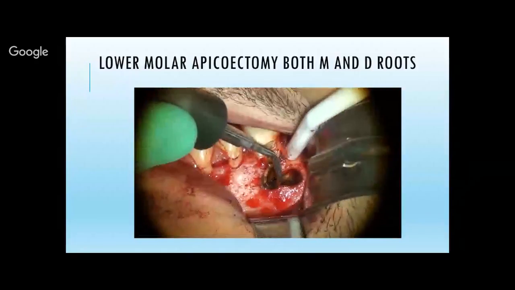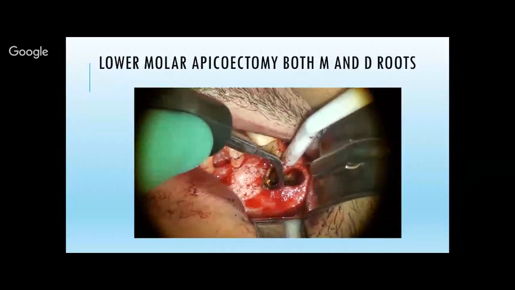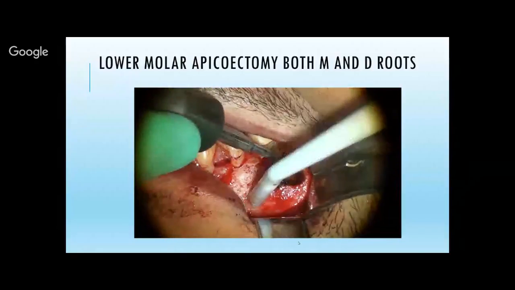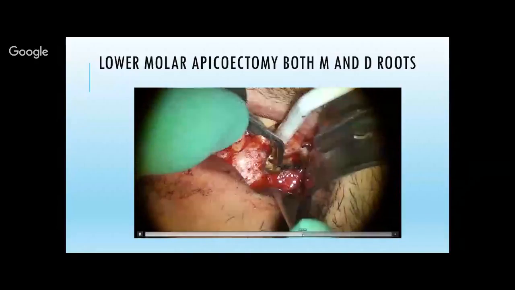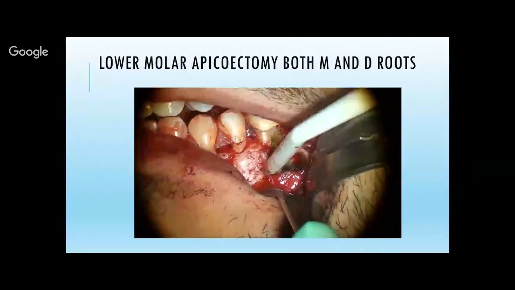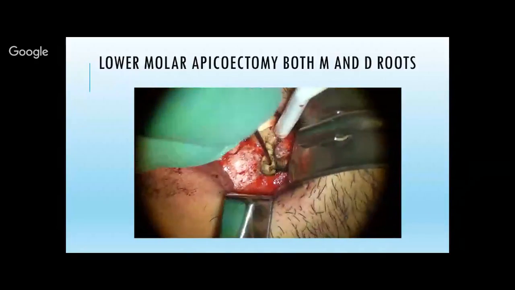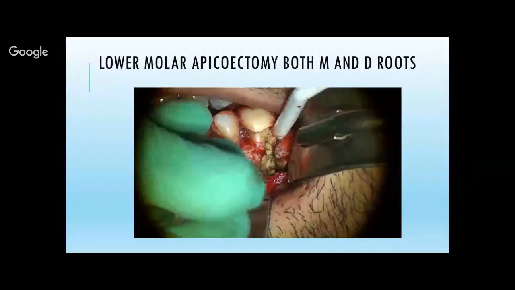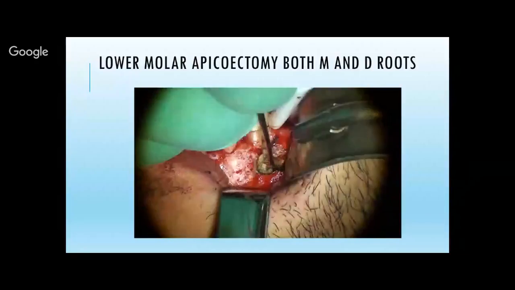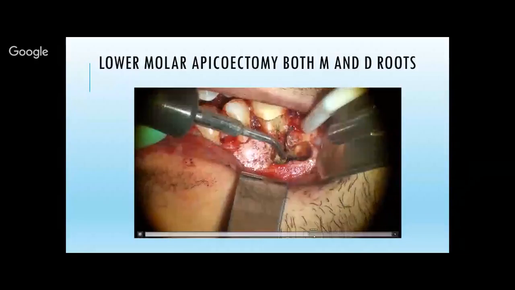I go in with my retro tips, ultrasonic retro tips, and do my retro prep. And at this point, I'm prepping the second canal, and I'm prepping the isthmus as well. Packing the gutta percha down, make sure all the prep is clean. Now we're going back for the distal canals.